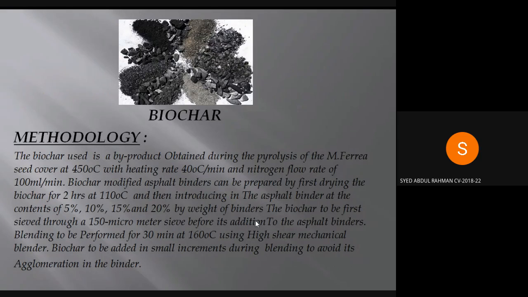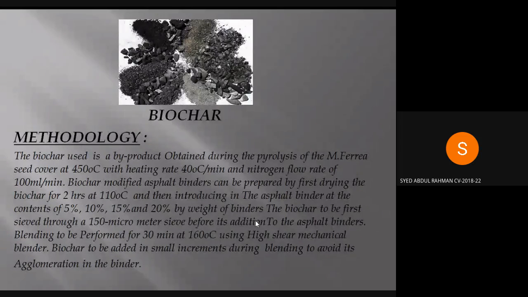Biochar modified asphalt binder can be prepared by first drying the biochar for 2 hours at 110 degrees centigrade and then introducing it to the asphalt binder at contents of 5, 10, 15, and 20 percent by weight of binder. The biochar is first sieved through a 150 micrometer sieve before the addition. Blending is performed for 30 minutes at 160 degrees centigrade using a high shear mechanical blender.